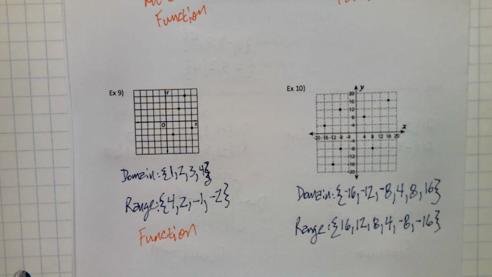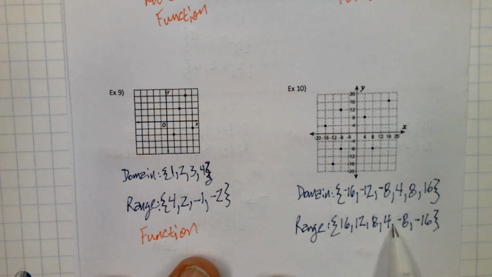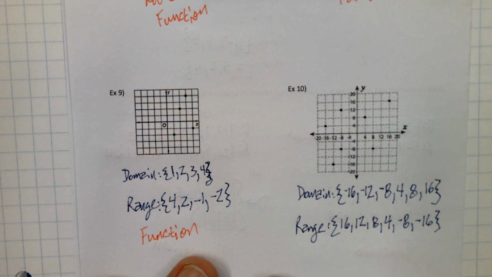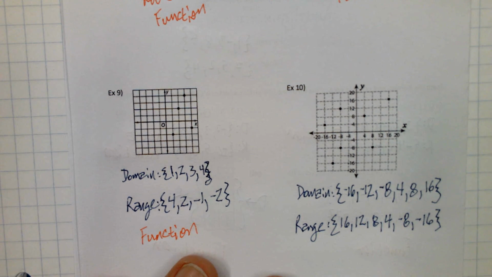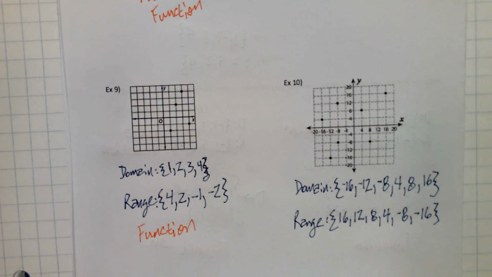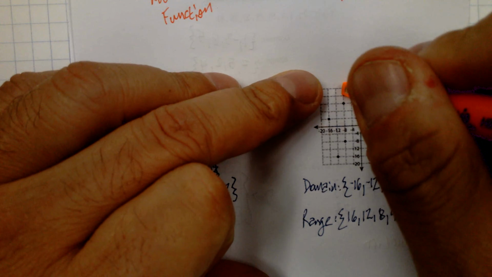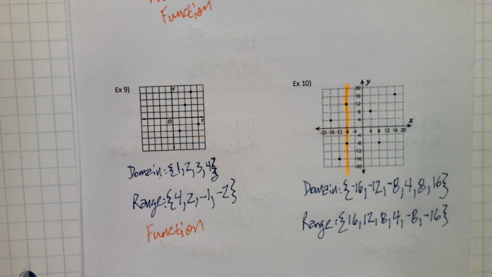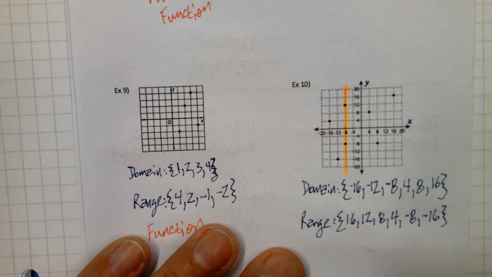Okay. Negative 8? No, I put 8 and negative 8. Yeah, 8 and negative 8. They're both in there. And what did we say? Function or not a function? Not a function. It happened right here. Do you see it? One point and then above it another point. You would get 2 x values there. So this is not a function.